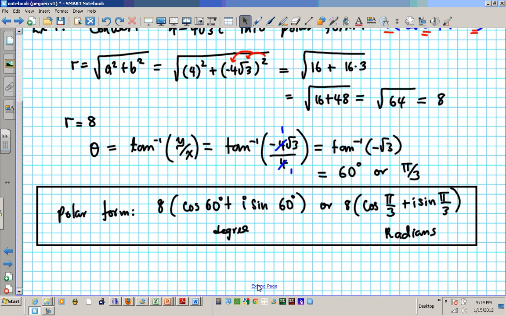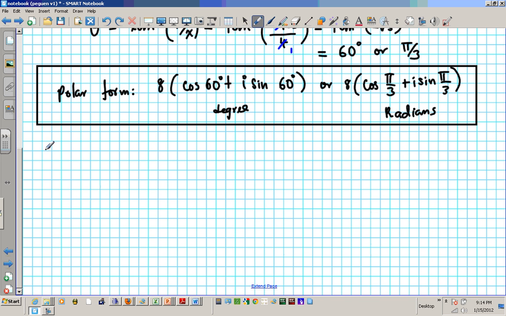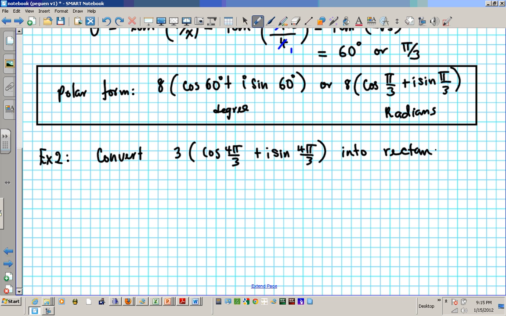Alright. Now write down the following example. Example 2. Convert 3 cosine 4 pi over 3 plus i sine 4 pi over 3 into rectangular form. Graph it, and find the absolute value.